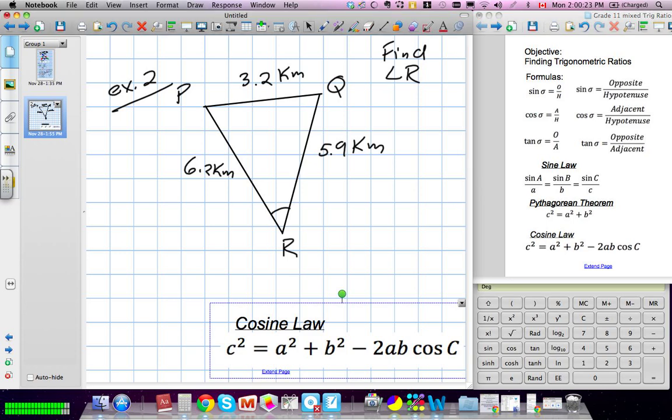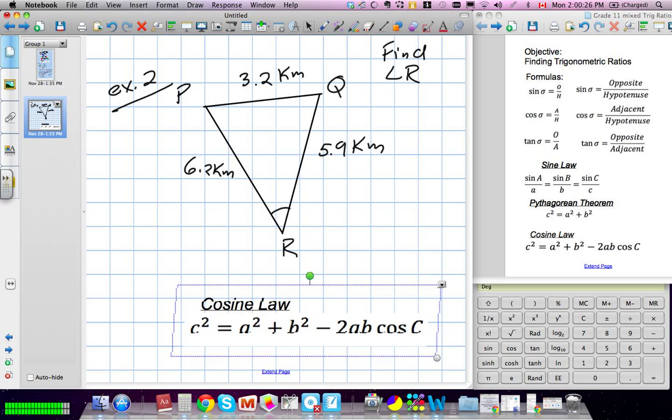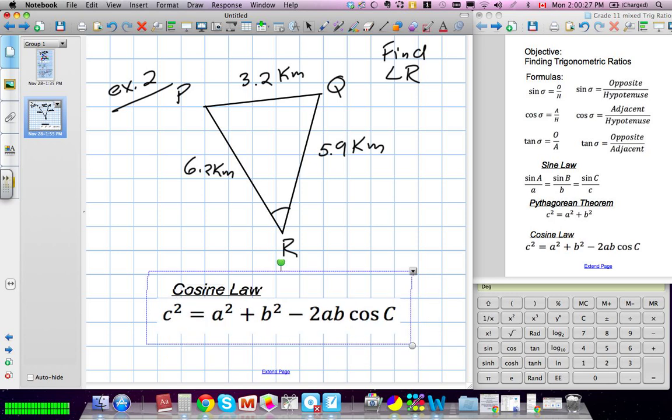But like I told you before, in our cosine law, we're used to using the variables C, A, and B. Now, if you guys notice, this triangle is named very differently, PQR. Doesn't matter what they name the triangle. That's just to let us know what angle they want. They want angle R. That's great.